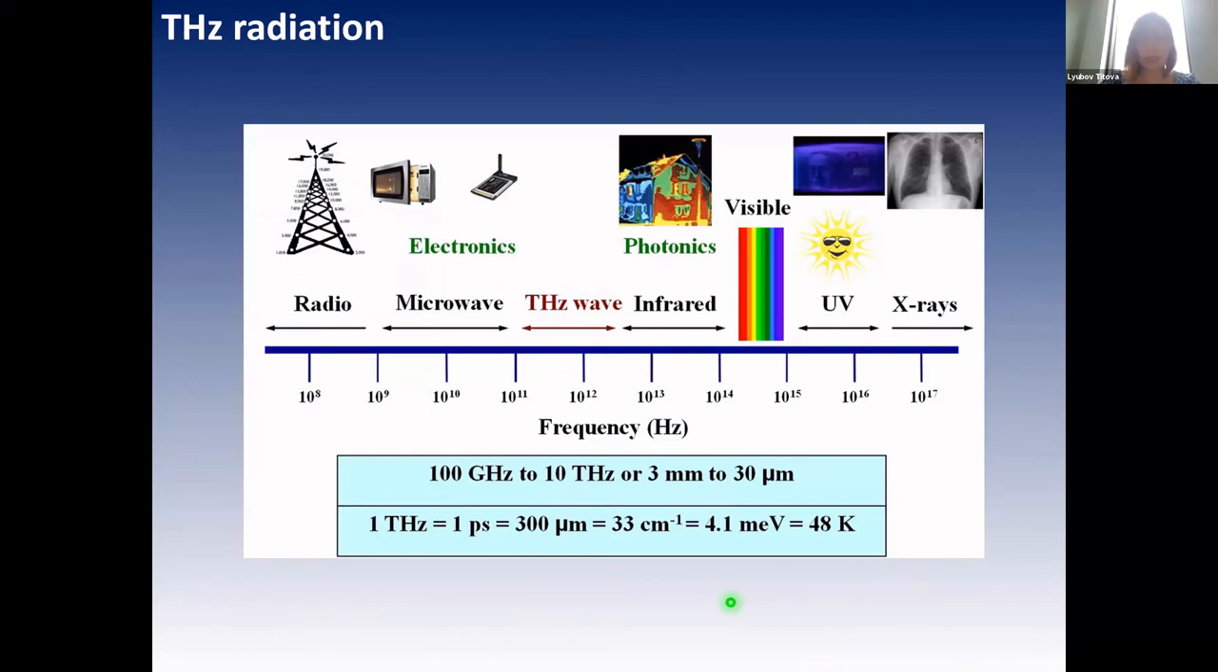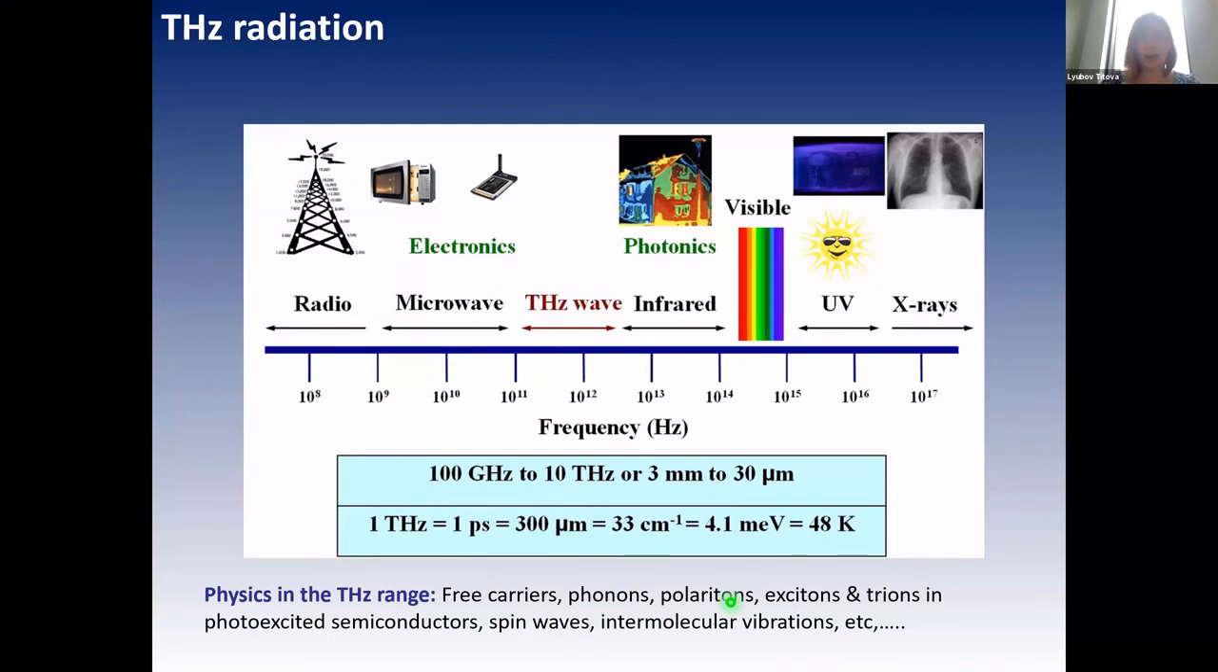What is the physics in the terahertz range? There are actually a lot of different interesting processes with energy signatures in that range. Things like free carrier absorption, phonons, polaritons, also excitons, trions, and all of these different quasi-particles. So this is the kind of information that we can get by doing terahertz spectroscopy.